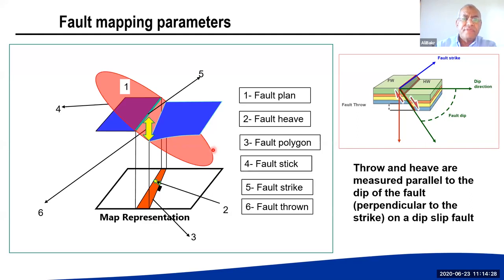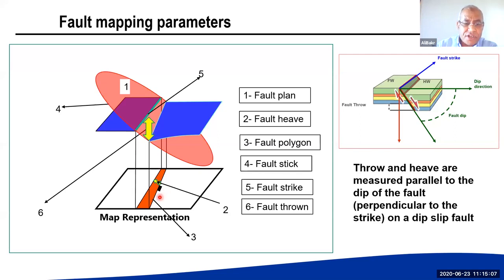Another thing, if I cut this with a seismic line, in this case, which is this part, if I just move this down, this part, the edge of that ellipse, is called the fault stick. Actually, the simple description for the fault stick: when you have a seismic section and you have your pencil and you start to trace the place of the fault with your pencil, what you are drawing here is the fault stick. You learned the fault plane, you learned the fault strike, and then you learned the fault stick and the fault polygon. Now you have the fault heave and the fault throw.